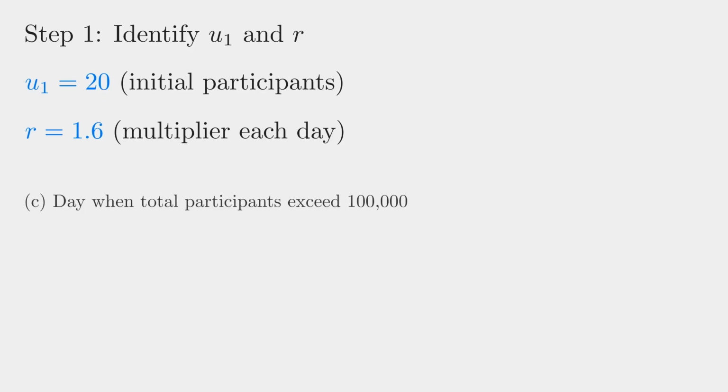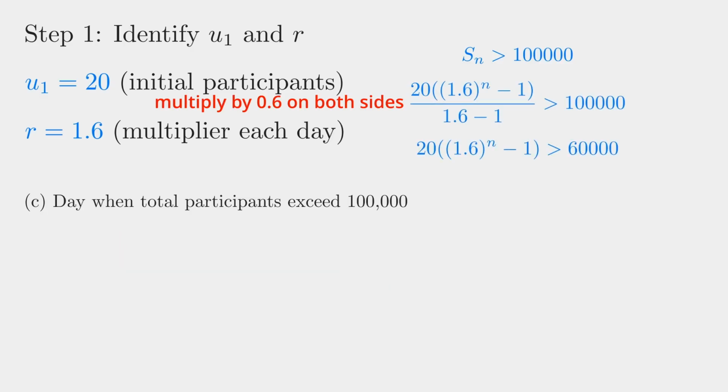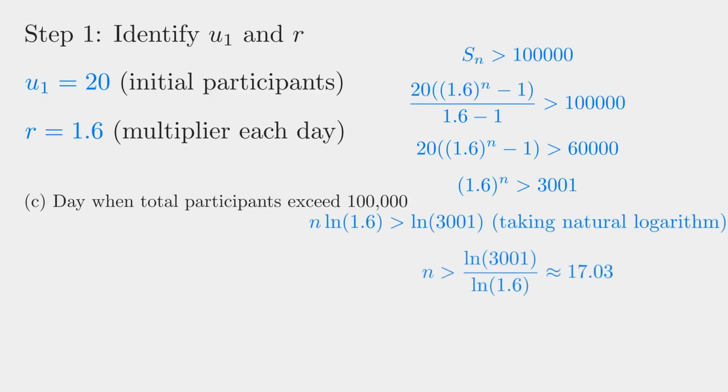This requires us to set an inequality using our sum formula. So we know that Sn should be greater than 1000 since we have exceed. So we write 20 into 1.6 to the power of n minus 1 over 1.6 minus 1 should be greater than 1000. This tells us that we have 20 into 1.6 to the power of n minus 1 greater than 60k. Now dividing both sides by 20, we have 1.6 to the power of n minus 1 is greater than 3000.